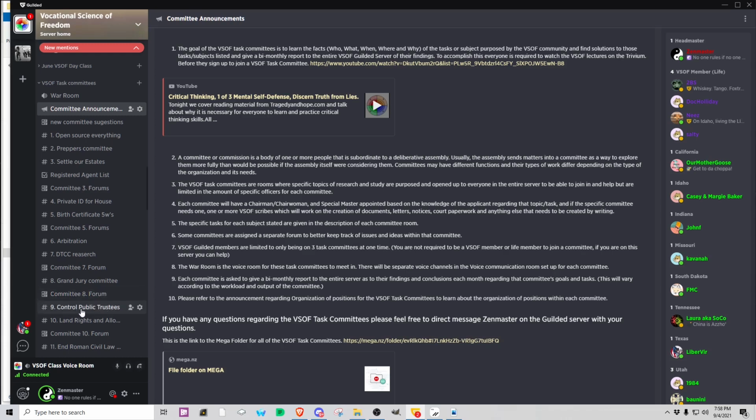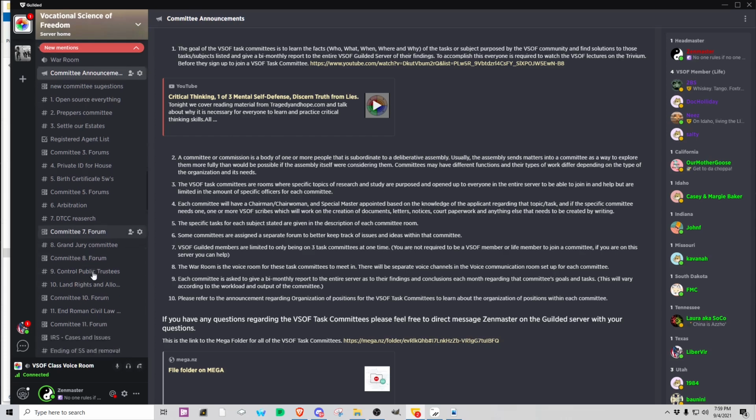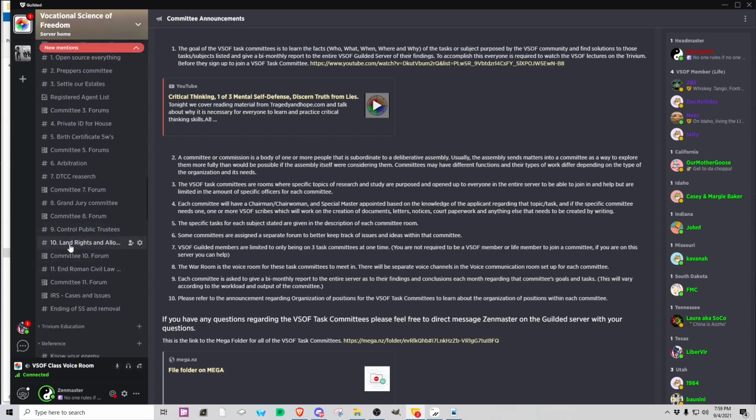Control public trustees, I may or may not alter the title of that one, but for now I'll leave it. Land rights and allodial title, and then the forum for the land rights. End Roman civil law. This is going to be everything else dealing with equity, dealing with the Roman civil law system, whether it be traffic tickets, fines, criminal nature stuff, IRS, well, with the exception of IRS, because I do have IRS as a separate issue, but basically anything that the corporate state is going to try to charge your estate with. I have a suggestion about that. Constructive trust.